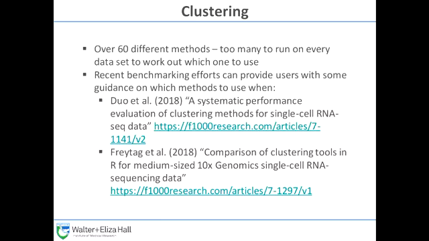To start with clustering, there are at least 60 different methods available now for single cell data, from very classic clustering approaches like k-means on principal components to very specific models that people have developed for single cell RNA-seq data. With that many models, there's obviously way too many to run on every data set to figure out which one we like. So what's really helpful are benchmarking efforts and reference data sets like CellBench that can provide us with some guidance on which methods to use and when.